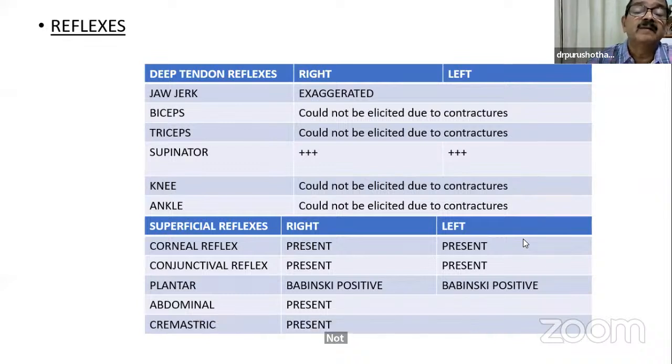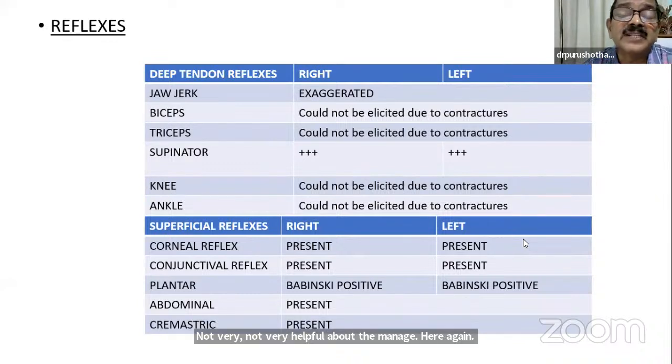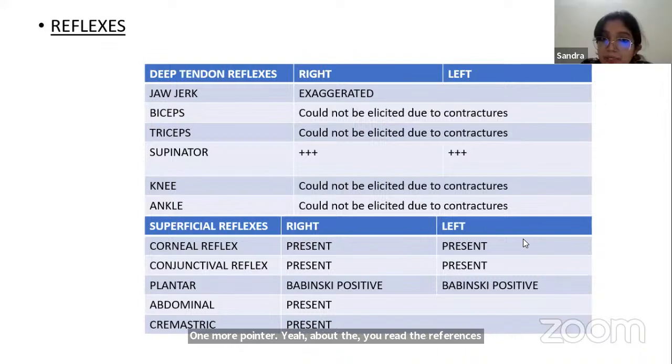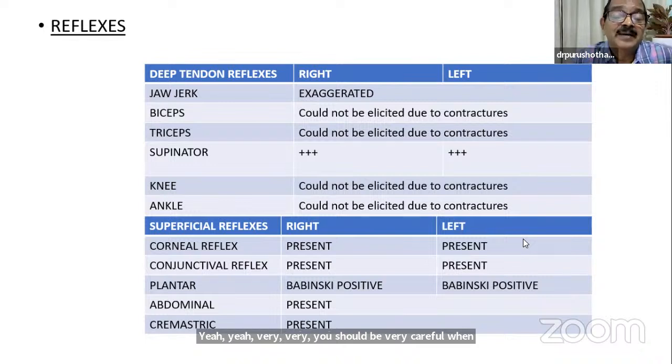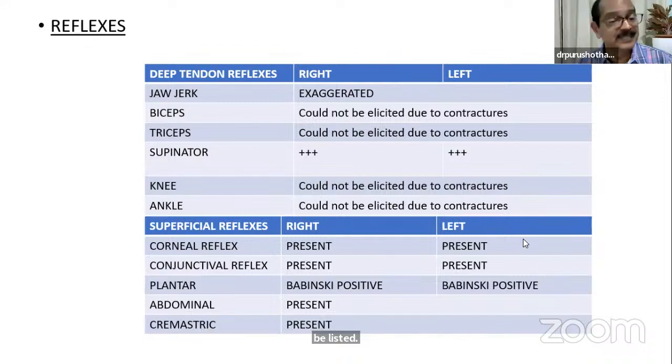Here again, one more point, about the reflexes. Jaw jerk is exaggerated. Biceps and triceps could not be elicited due to contractures. Supinator was present. You should be very careful when mentioning that. On what basis did you say supinator is 3 plus when the biceps could not be elicited? What are the components of the supinator jerk?